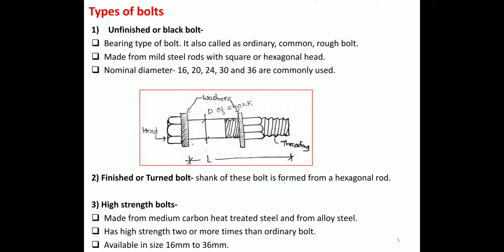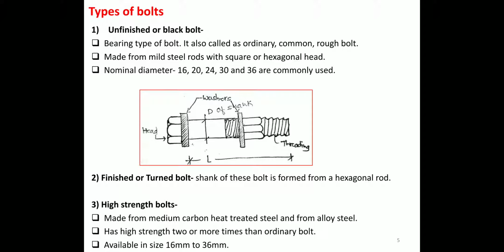Then the second type of bolt is the finish or turned bolt. It is nothing but a bolt whose shank is formed from a hexagonal rod, known as a finish type of bolt or turned bolt.